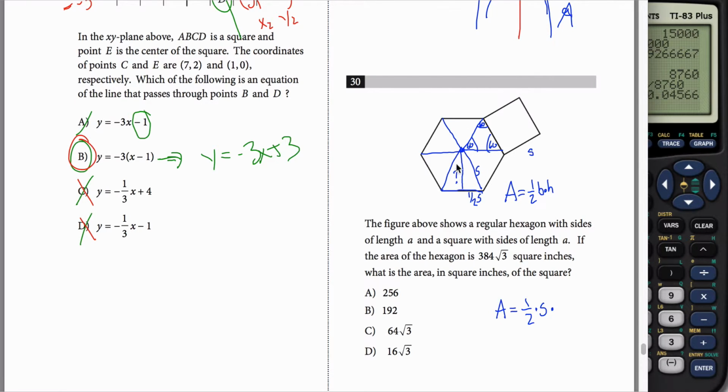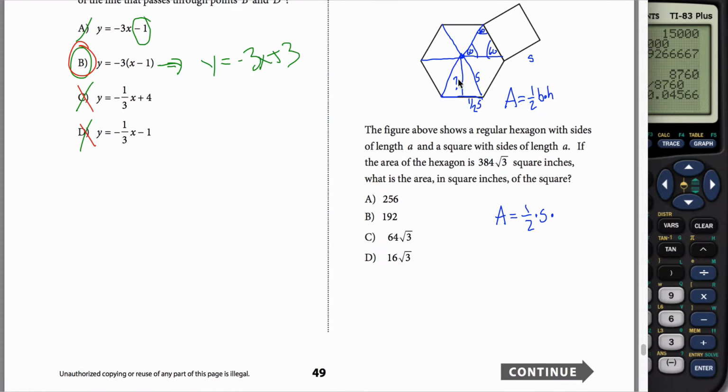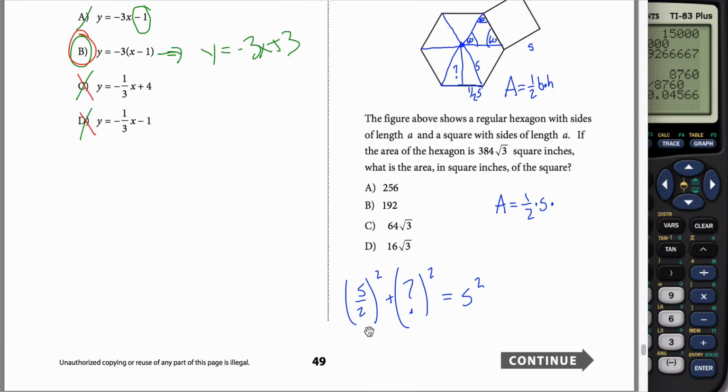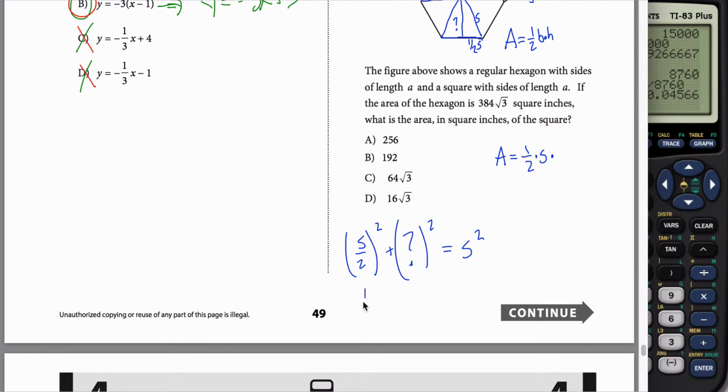Well, a squared plus b squared is equal to c squared. Or maybe you'll have memorized the ratios on a 30, 60, 90 right triangle. But in case you don't have those memorized, I'm going to figure out the question mark by saying S over 2 squared plus this unknown thing squared is equal to S squared. So this is 1/4 of S squared here.